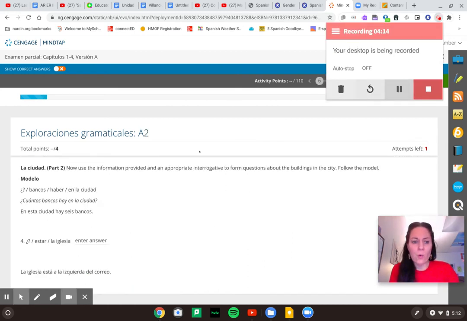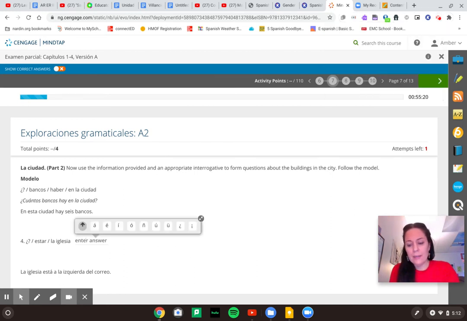For this section, you want to be able to answer questions and ask questions. So you have an answer here. You have, la iglesia está a la izquierda del correo. So what question would we ask to get that response? In this case, we would have said, ¿dónde está la iglesia? Where is the church? Because the answer is, la iglesia está a la izquierda del correo. It's giving us the location of the bank. So we want ¿dónde? Where?